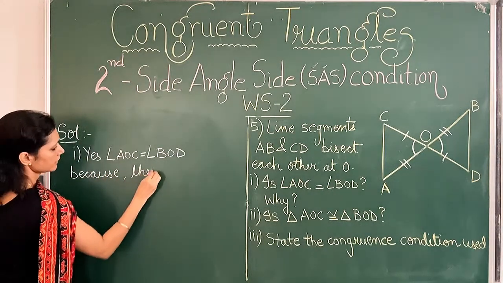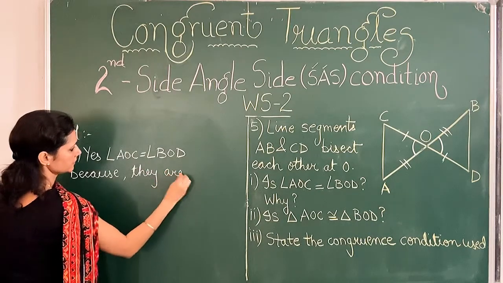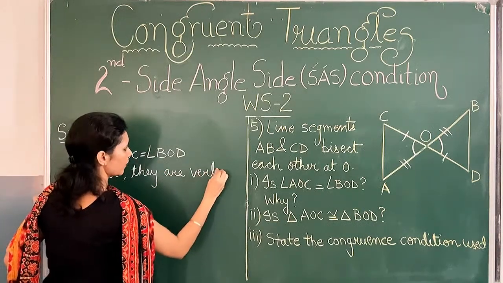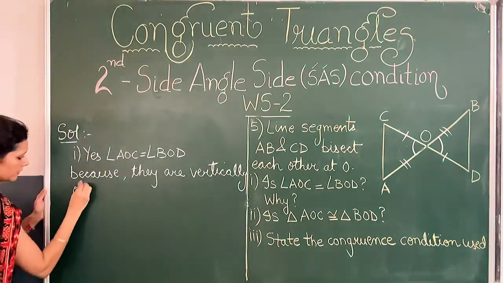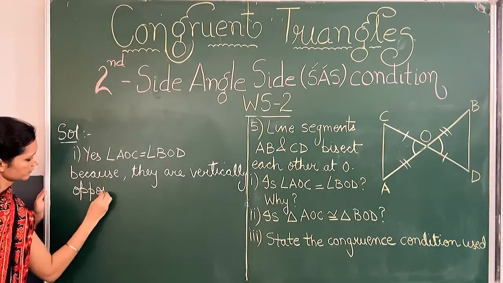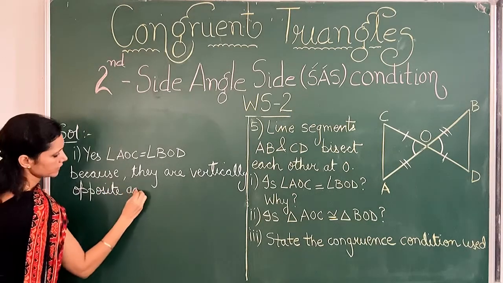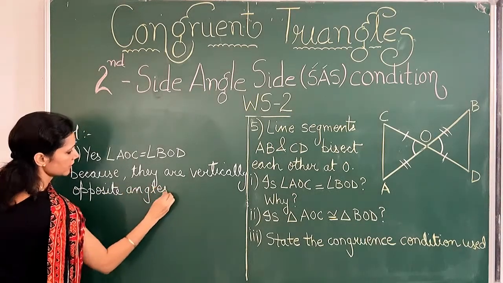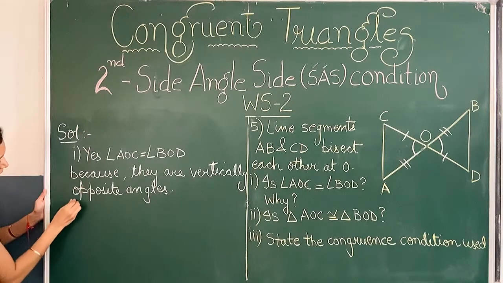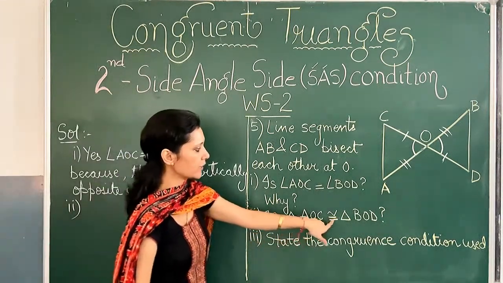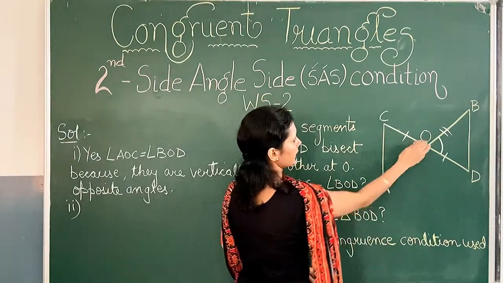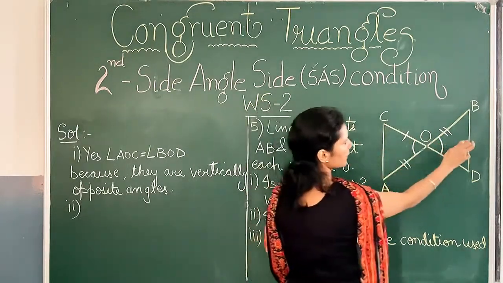they are vertically opposite angles. Now the second part of the question is: is triangle AOC congruent to triangle BOD? AOC, that means this triangle, congruent to BOD.